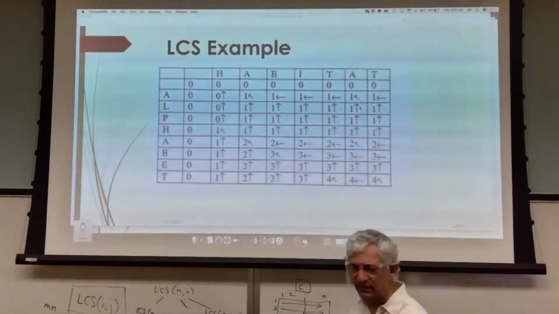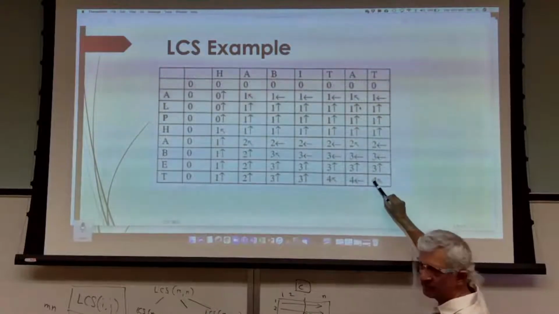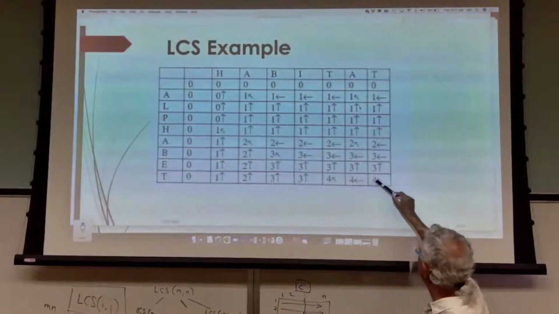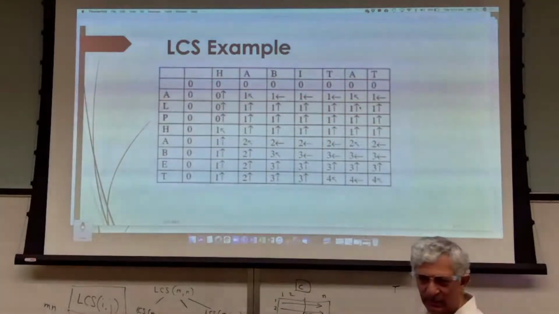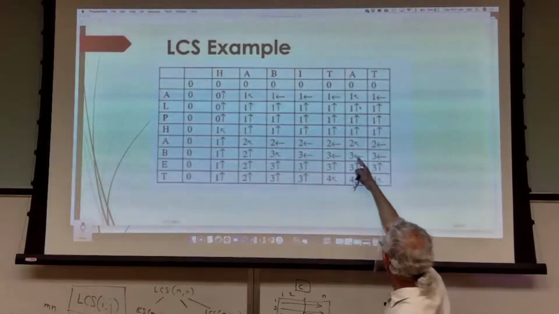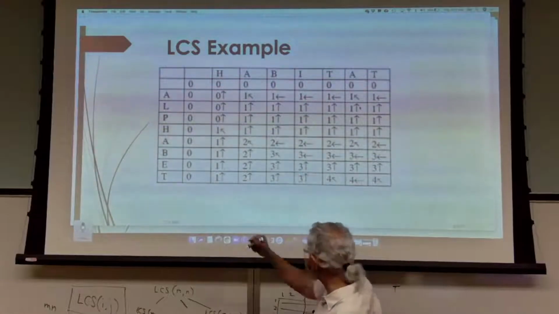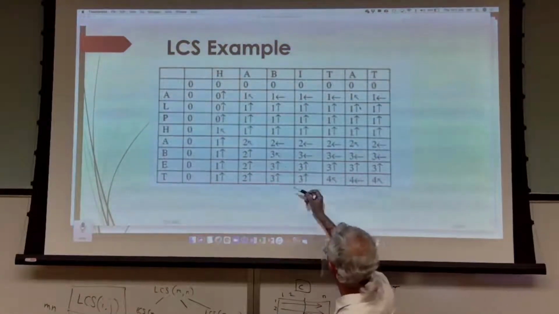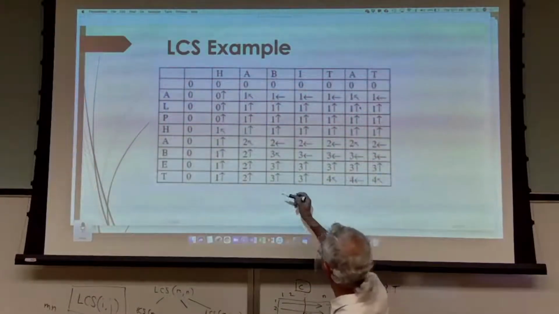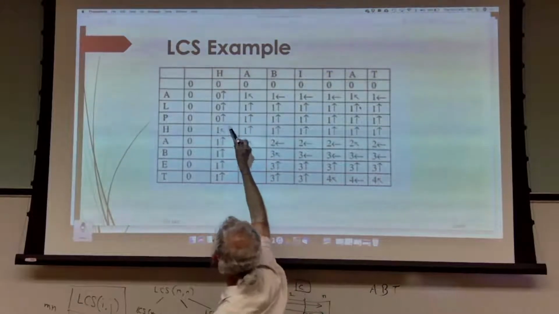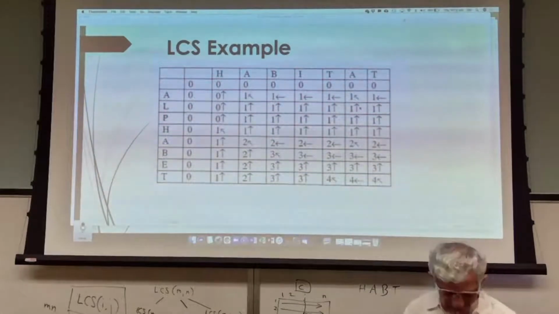In order to figure out what those characters are, we know that the T matches with the T, so that says go diagonally. So the last character in your match is a T. You spit that out. Goes over here, that's not a match, that's not a match, that's not a match, that's not a match. So the next thing that matches is a B. And from here, A. And then here is the H. So that's your longest common subsequence, and you're done.